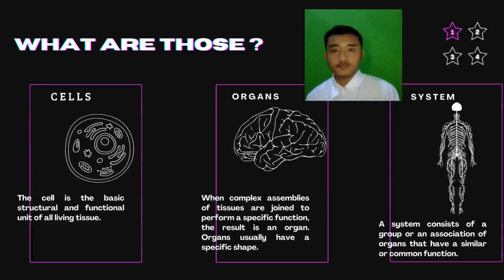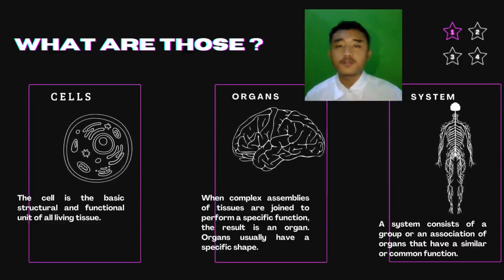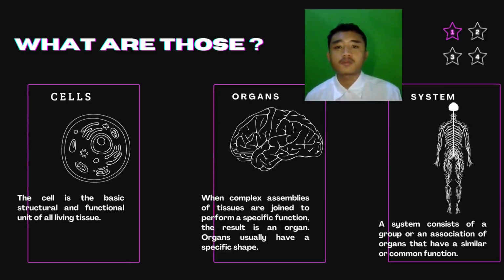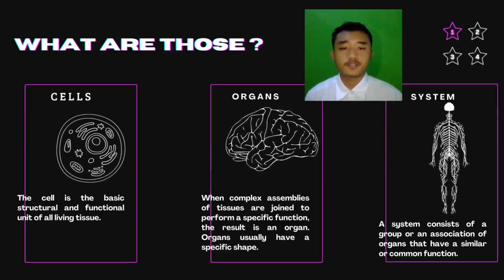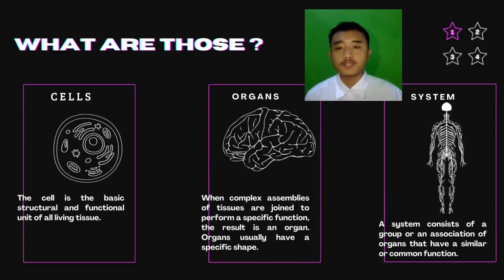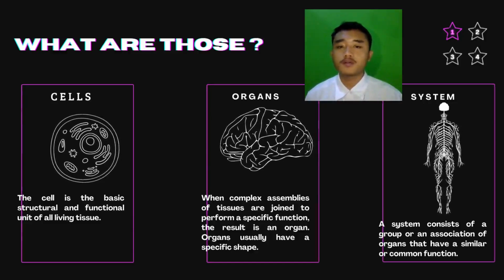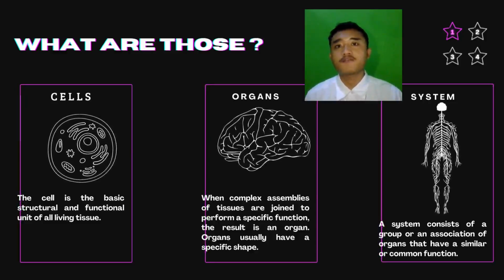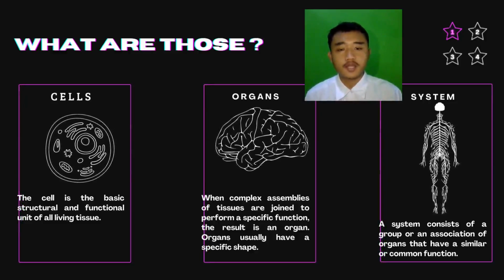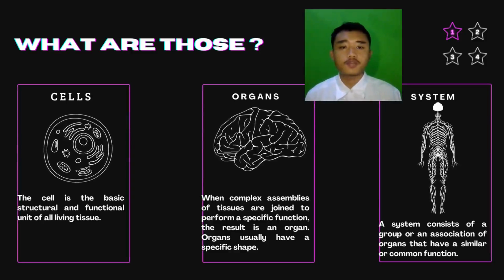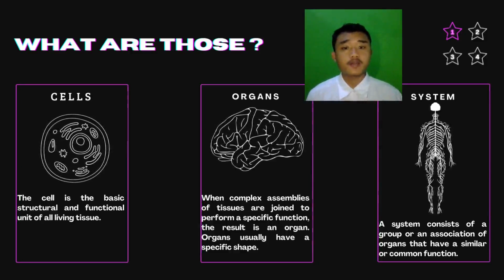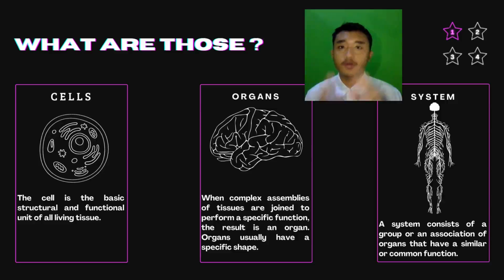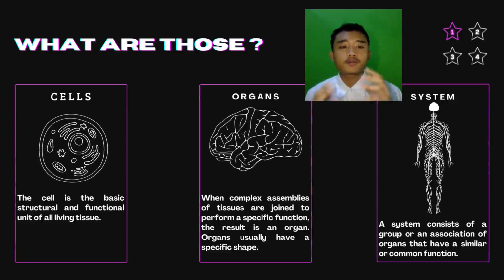And next we have system. The urinary system is an example of a system. A system consists of a group or association of organs that have a similar or common function. Like I told you, the urinary system, consisting of the kidneys, ureters, bladder, and urethra, is an example of a body system. The total body comprises 10 individual body systems.